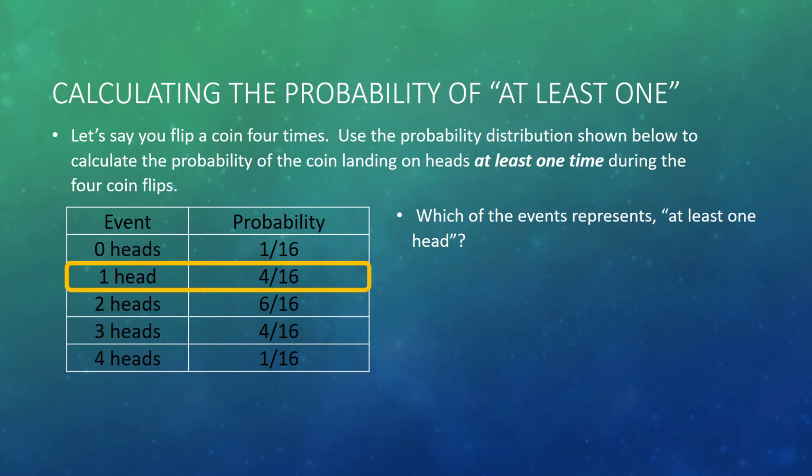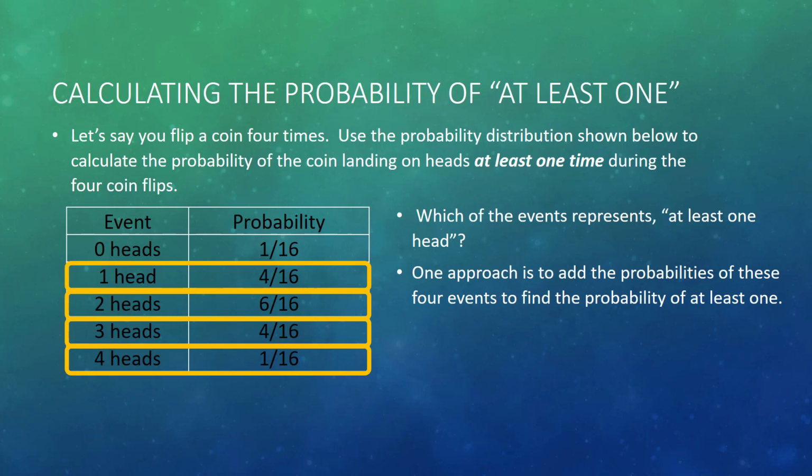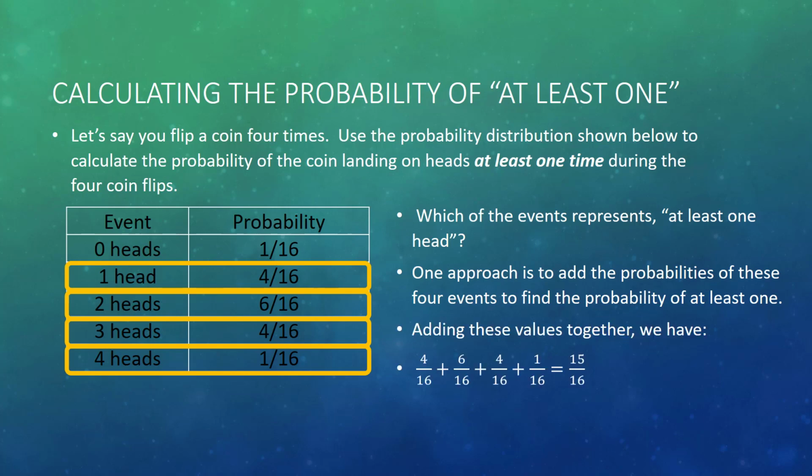Well, you could flip it exactly once or more than one time. So you could get 2 heads, 3 heads, or 4 heads. So all of these are contained in at least one. One approach to calculating the probability that at least one head appears during those 4 coin flips would be to simply add the probabilities of these 4 events. Doing that, we find that the sum of the probabilities is 15 over 16.